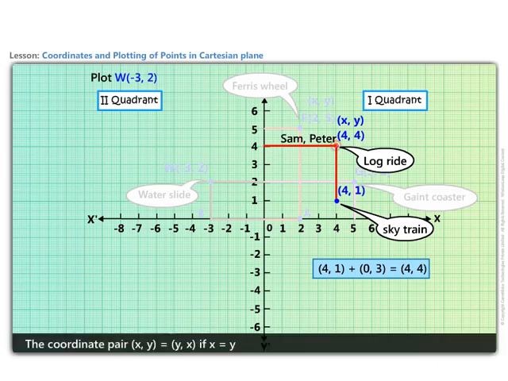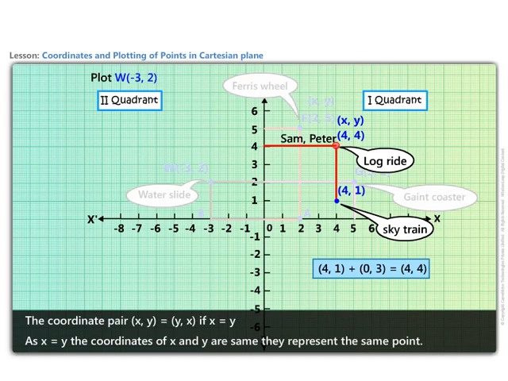The coordinate pair (x, y) is equal to (y, x) if x is equal to y. As x is equal to y, the coordinates of x and y are the same. They represent the same point.